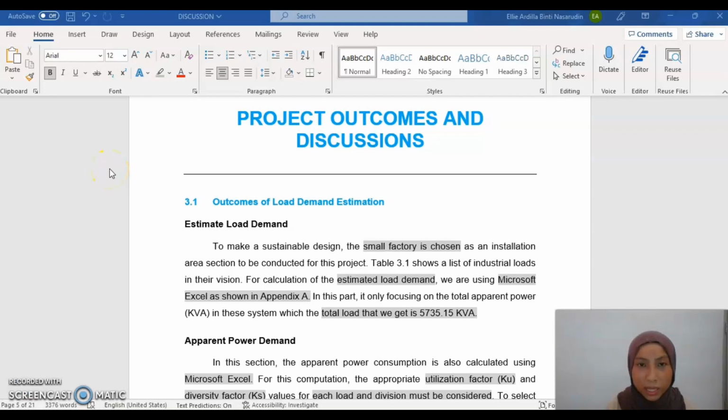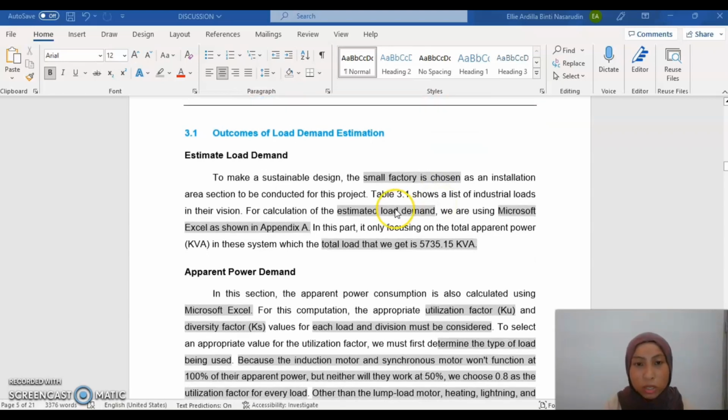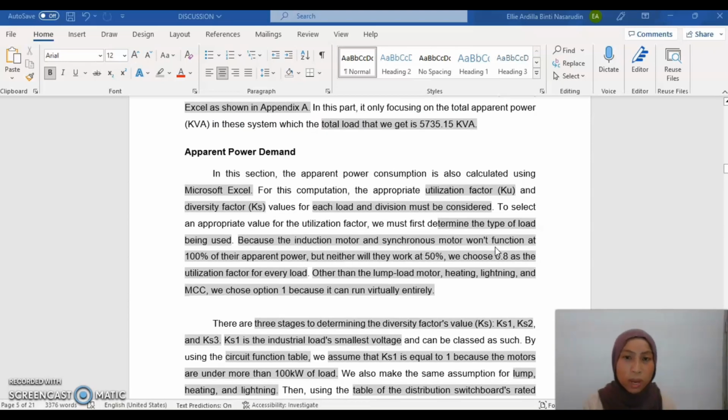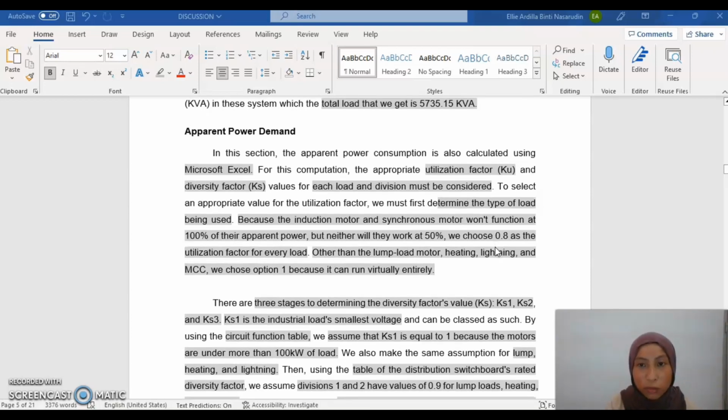Assalamualaikum, my name is Eli Adila binti Ansarudin. I will explain the project outcomes and discussion. So for 3.1, which is the outcome of load demand estimation, for estimating load demand, we choose small factories as an installation area section. For the calculation of the estimated load demand, we use Microsoft Excel as shown in Appendix A. And then for the total apparent power, we get 5,735.15 kVA.